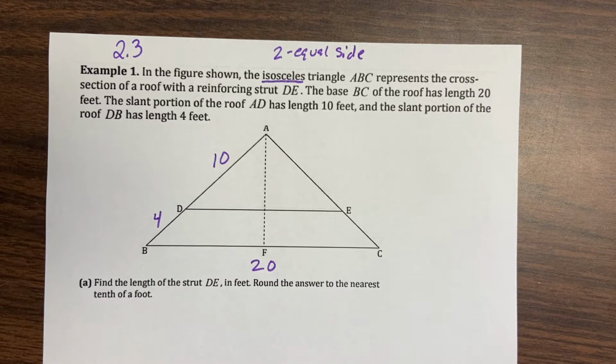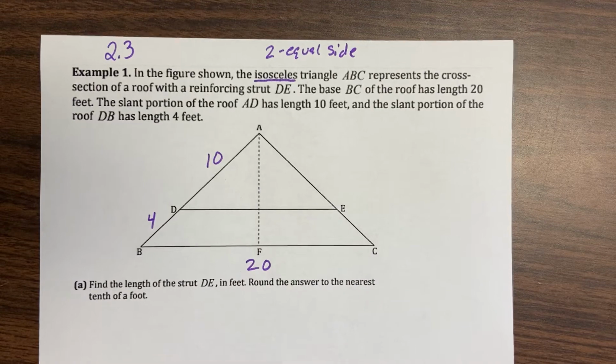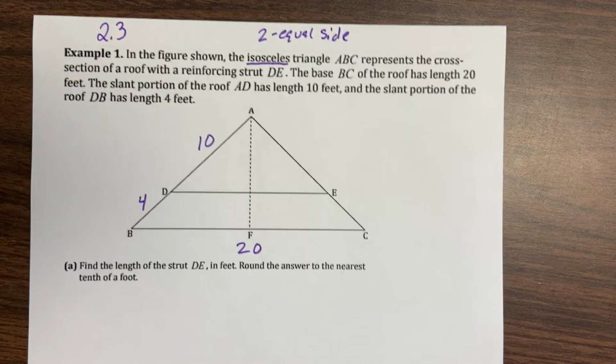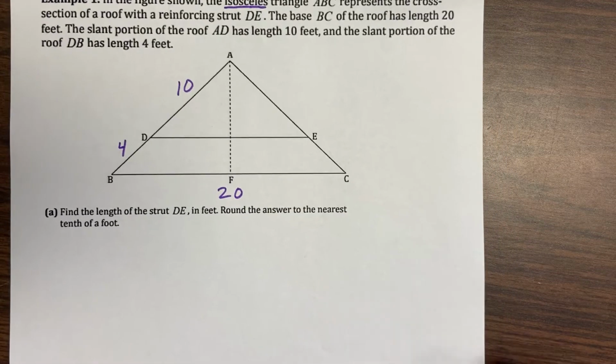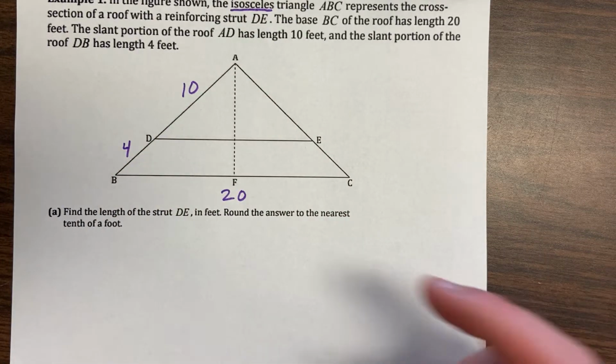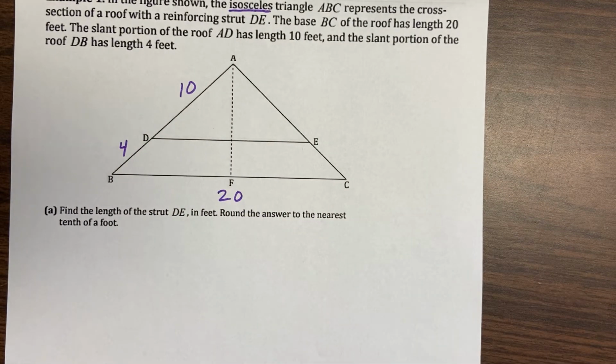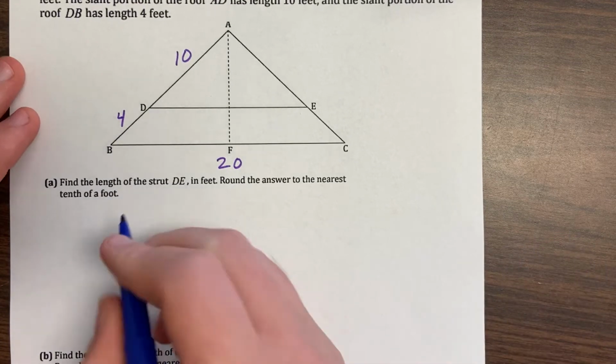So question A says, find the length of the strut DE in feet. Round our answer to the nearest tenth of a foot. So we need to find this guy going across right there. Okay, so one thing that might help you out is, we should be able to see two triangles hanging out in here, right? We've got one big triangle, but we also have a smaller triangle hidden inside that. So I'm going to go ahead and separate those out so we can see the two triangles side by side instead of inside.